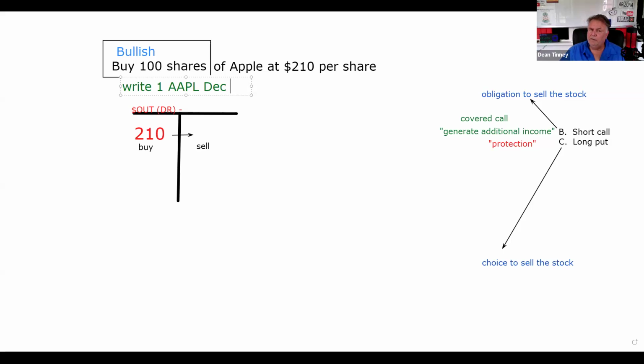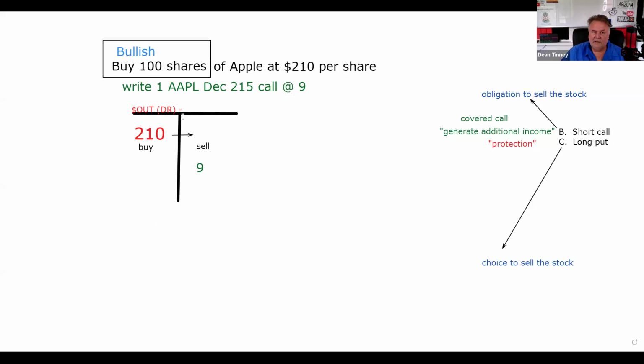I say, how do you feel about getting paid $900, 9 points, to agree to sell the Apple at 215 that you bought at 210? You say, wow, that sounds wonderful. I say, yeah, somebody will give us 9 points for that. And boom, now we get to put that in here. And that does indeed lower your out of pocket cost.